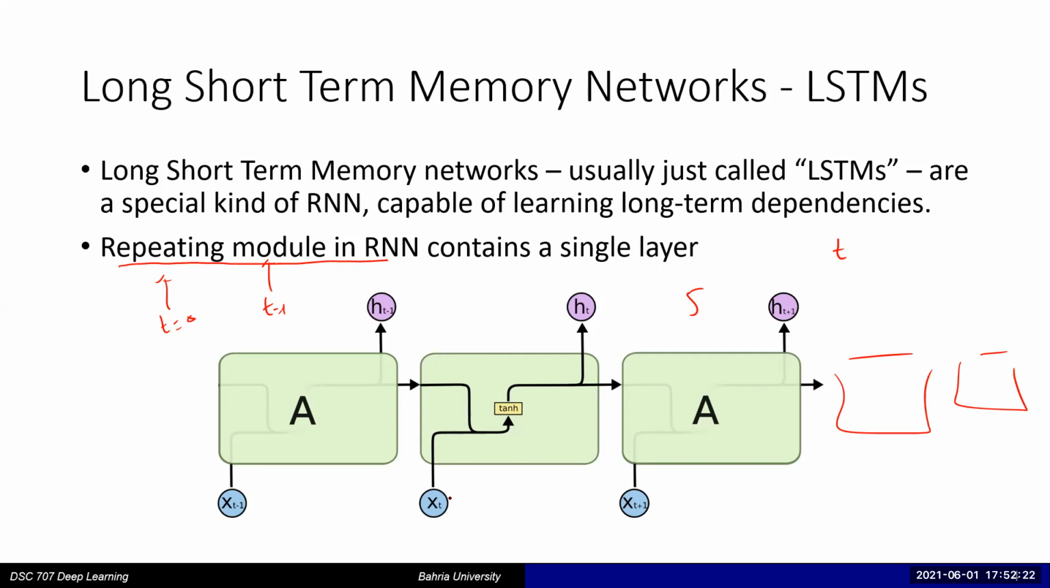You have this xt, which is the current input. For example, this could be a word. And what is coming from here is the hidden state from the previous time step. We said that it has some sort of memory. It is looking at the current input, xt, and it is also looking at the hidden state of t minus 1, which was the previous time step. So this is xt and this is ht minus 1.